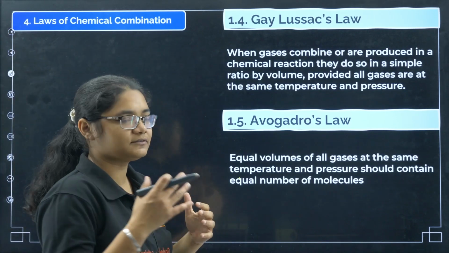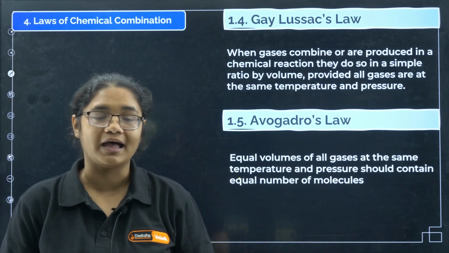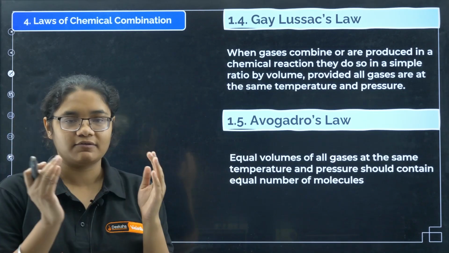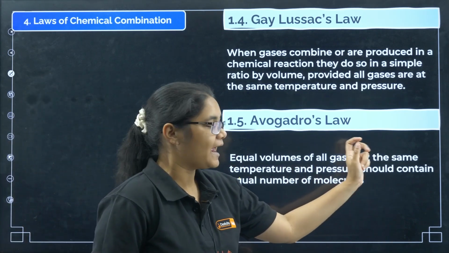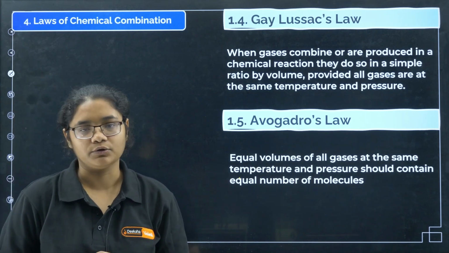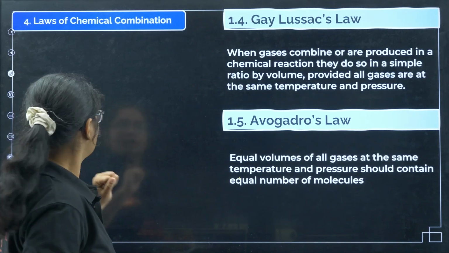Next, we will see Gay-Lussac's law. It says that when gases combine in a reaction, they also do so in a fixed ratio, as compared to the law of definite proportion. Avogadro's law says that if you take equal volumes of gases at the same temperature and pressure, then they will contain the same number of molecules. Equal volumes will contain the same number of molecules.